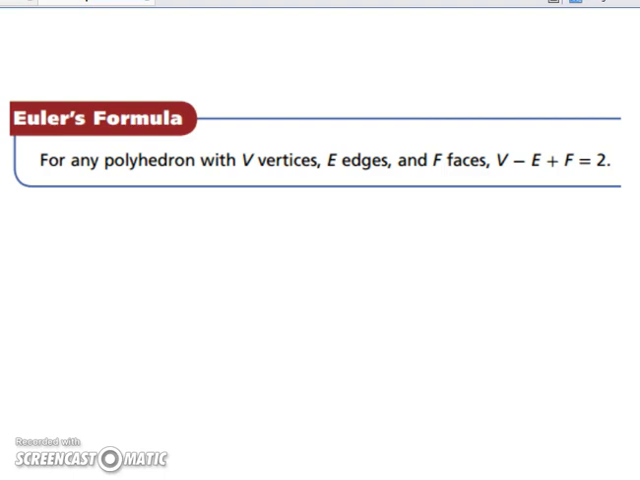Well, Euler's formula. For any polyhedron with V vertices, E edges, and F faces, if you take the number of vertices, subtract the edges, and then add the number of faces, you will always get 2. If not, you've counted something wrong. Let's try it.